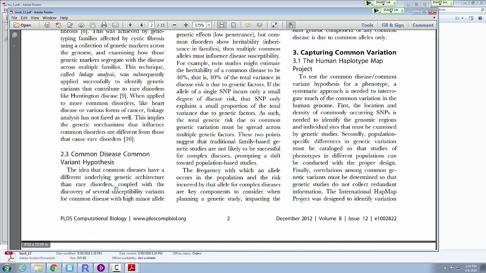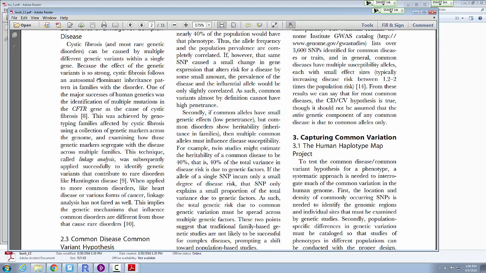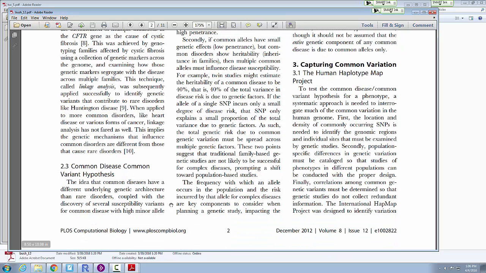GWAS is not about that. That's an easier problem to solve. You just find a family that has cystic fibrosis and you follow them in sequence. The family members, you can find where the mutation is. Cardiovascular disease or something like that, we need lots of people because we need to talk about the population, not an individual family. So I need lots of people in my study, and I'm going to look at these SNPs. Okay.